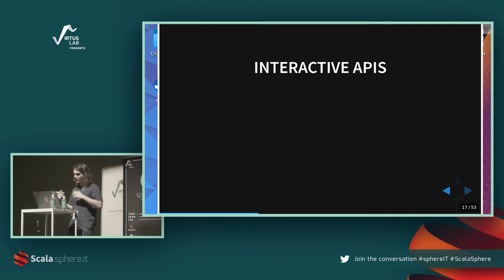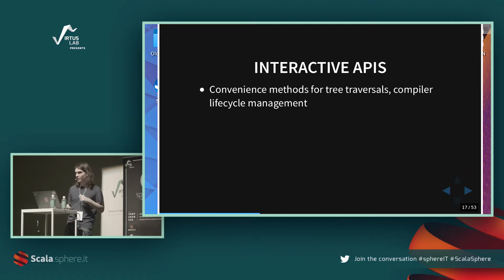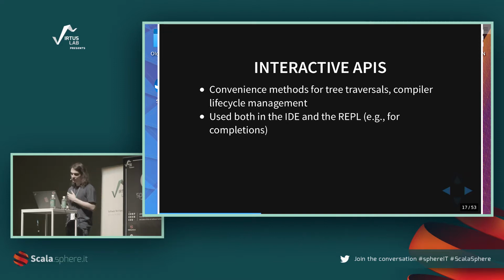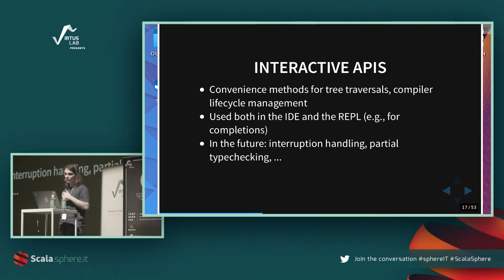To do this, we designed a very simple set of interactive APIs which are not specific to any usage, to do tree traversals and compiler lifecycle management. We use them in the IDE and the REPL. So when you ask for completions in the REPL or the IDE, we use the same code. And in the future, we probably want to do more stuff like interruption handling or being able to only type check what changed in the IDE and not the full file. But it's fast enough for now. And all of this is just less than 1,000 lines of code because all of the hard stuff is part of the compiler itself, which means it's much easier to maintain.